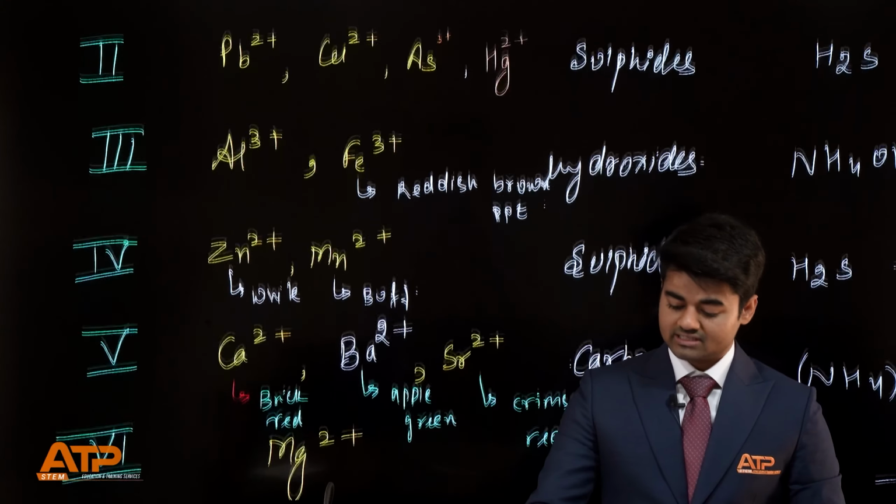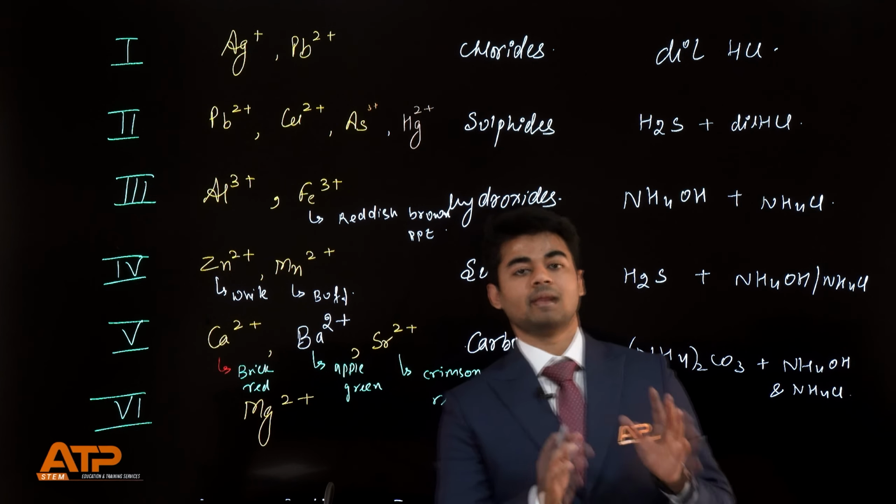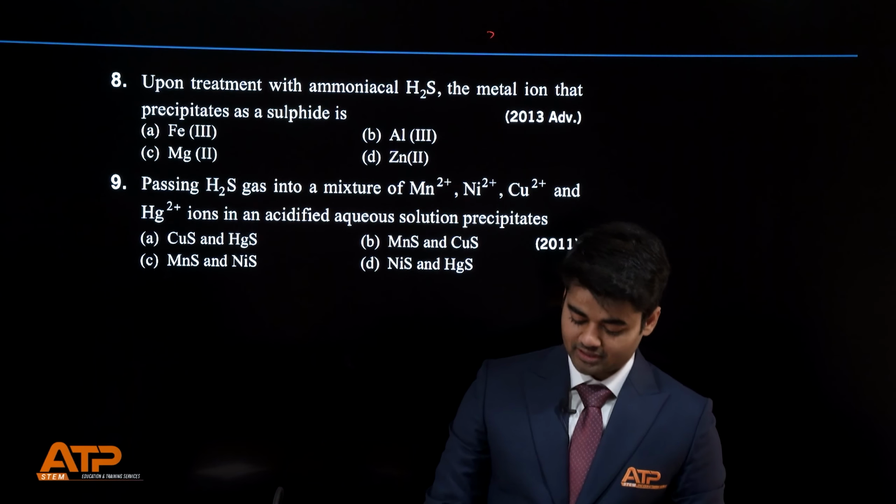What is the difference between sulfide of group 2 and sulfide of group 4? But generally speaking, sulfides are black in color. No discussion is complete without solving the questions.